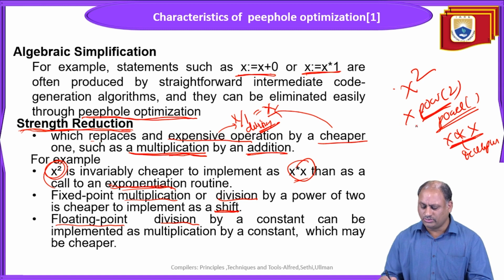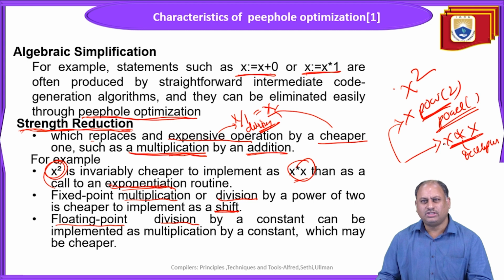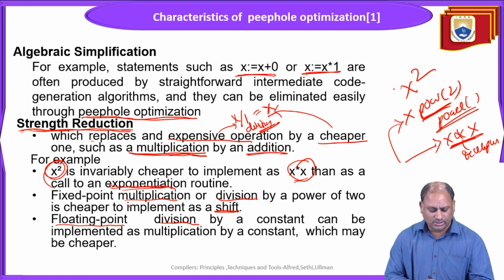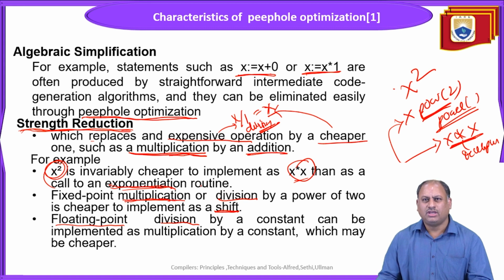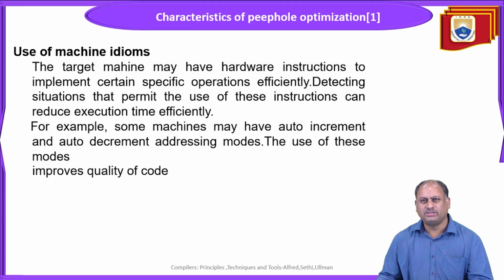So x power 2 carries the same result as x star x, but here we are going to eliminate the strength of the expression, that is power, with the multiplication. That is one example. Another one is fixed point multiplication. These are also very cheap when compared to shift operations. Shift operations take time depending on the case, so we are going to replace that.